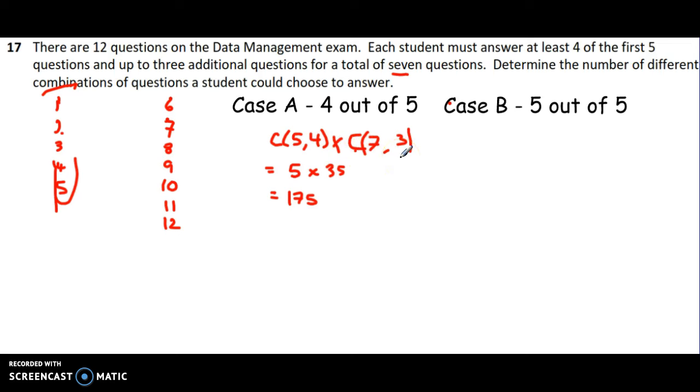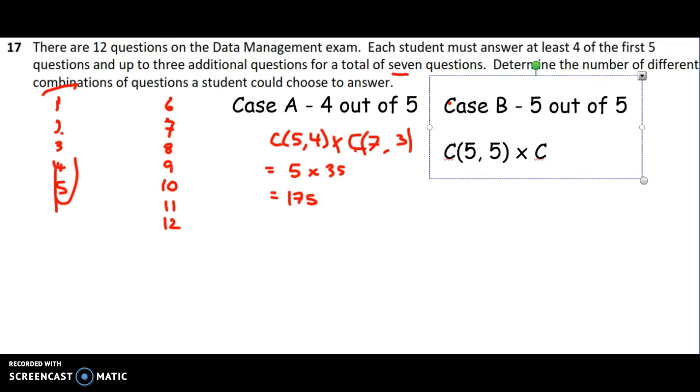Now for case B, what we want to do is pick 5 of the first 5. I'm going to type these answers since the pen is giving me this much trouble. It might be just a little quicker to type them. So in case B, the student would have picked 5 of the first 5, in other words, answered all 5 of the first questions. Again, the reason we want to do that is because there's 2 cases here. Either they answer 4 of the first 5 or all 5 of the first 5.